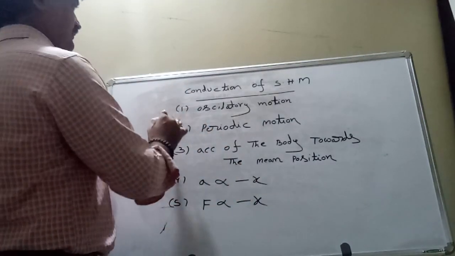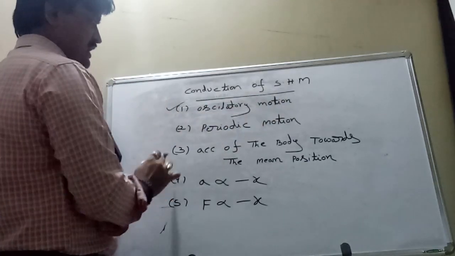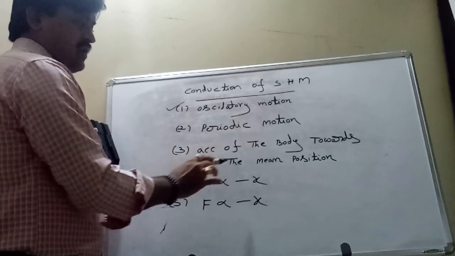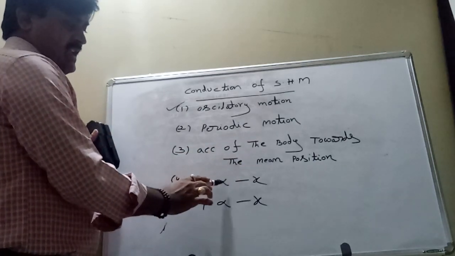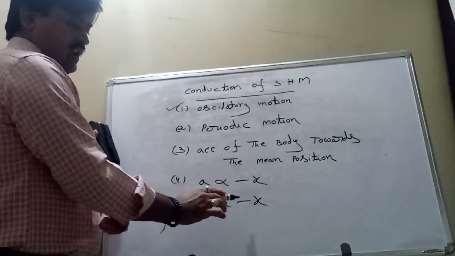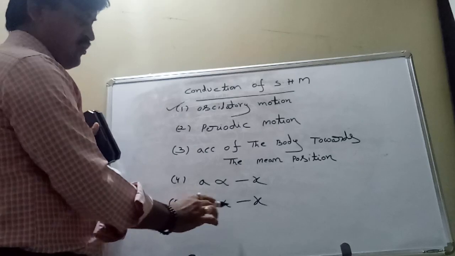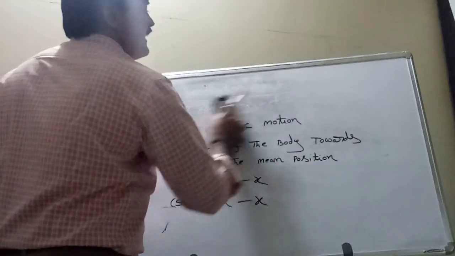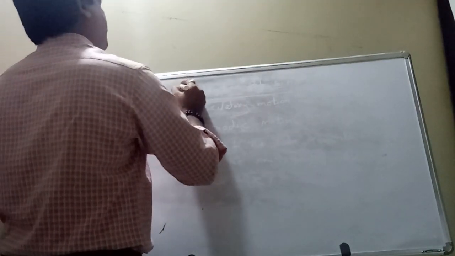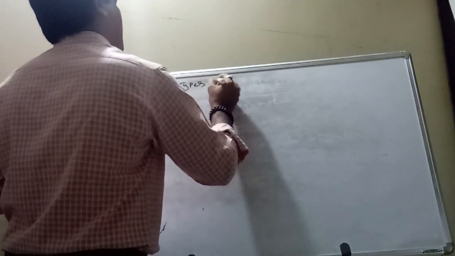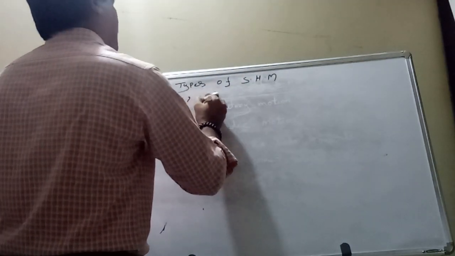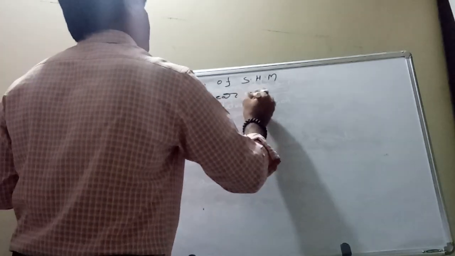So the conditions of SHM: oscillatory motion, to and fro motion; periodic motion, a motion of the body which repeats at equal intervals of time; acceleration of the body towards the mean position; acceleration directly proportional to displacement in the opposite direction; restoring force directly proportional to displacement in the opposite direction, from Hooke's law. Here, types of SHM. There are two types of SHM. One is linear SHM.